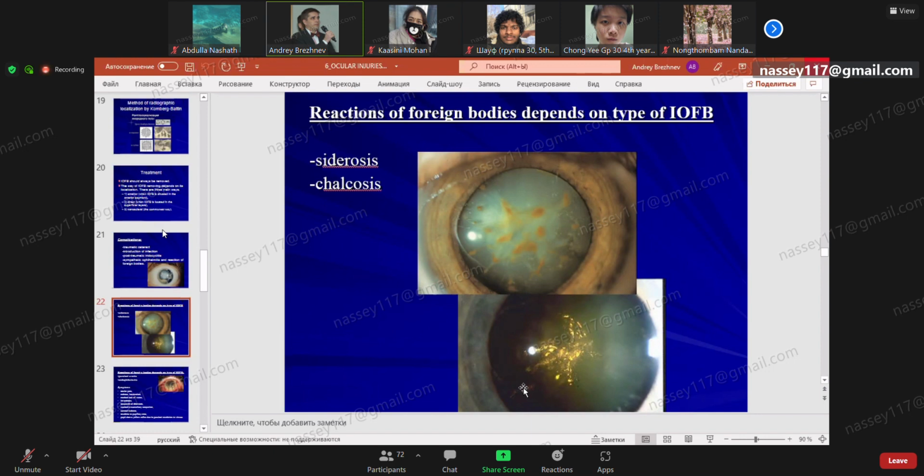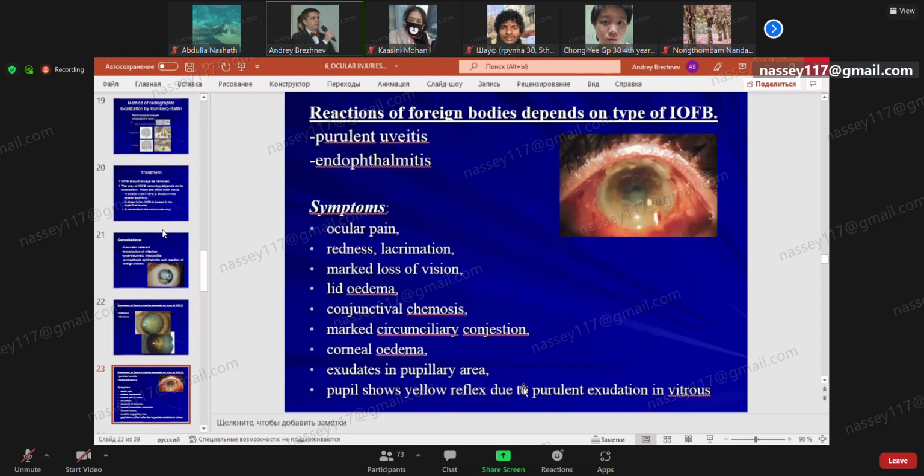But treatment is surgical. If the existing foreign body still exists, we have to remove it. If it's a cataract, we remove the cataract. But the reaction may not be a result of the metallosis. It may take the form of a different type of inflammation. Unfortunately, in a lot of cases, we can see severe purulent inflammation. Purulent uveitis is a very dangerous complication of perforative injuries of the eye.